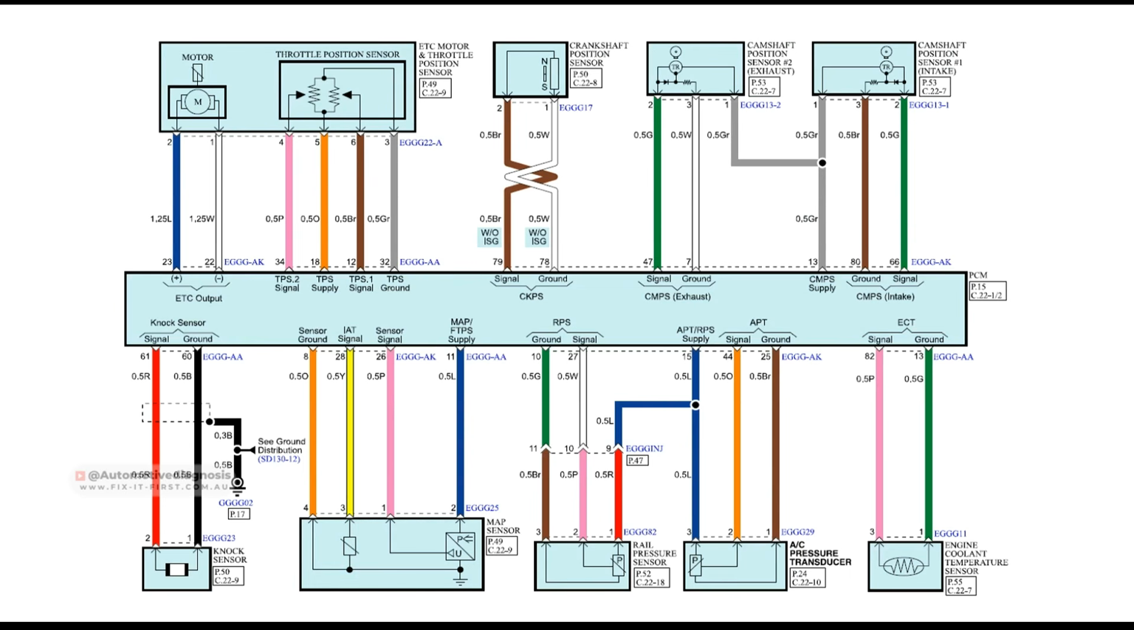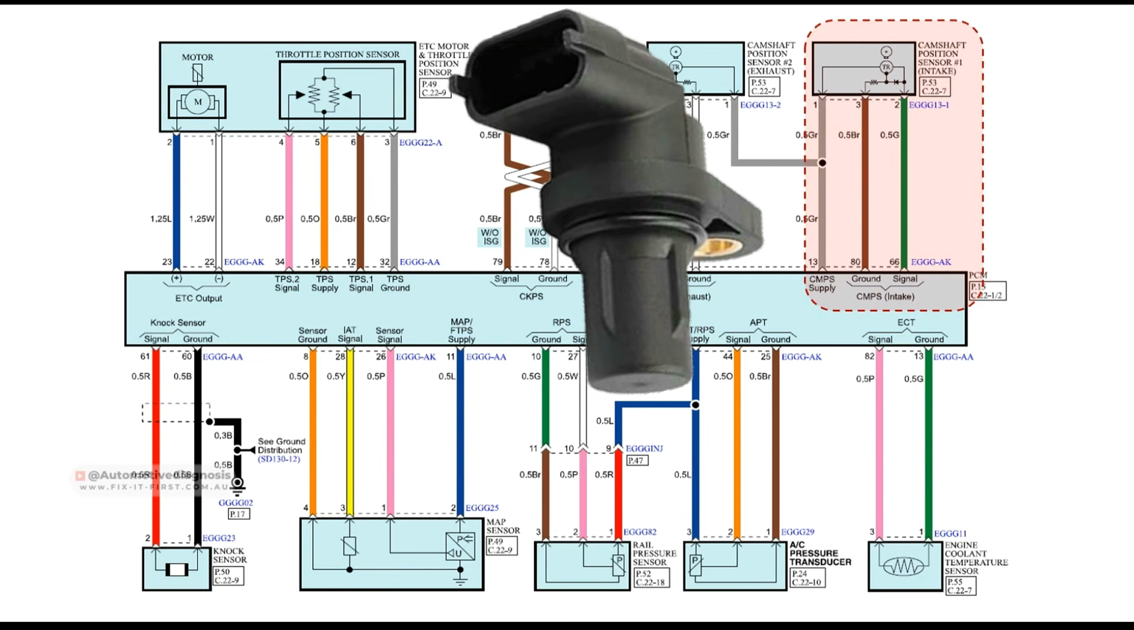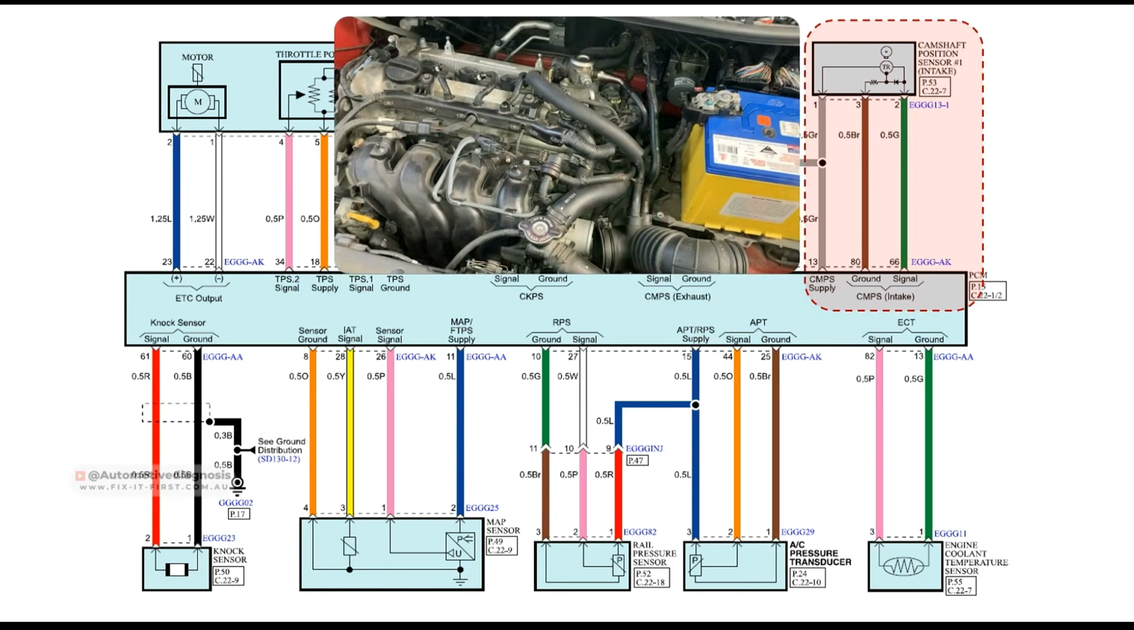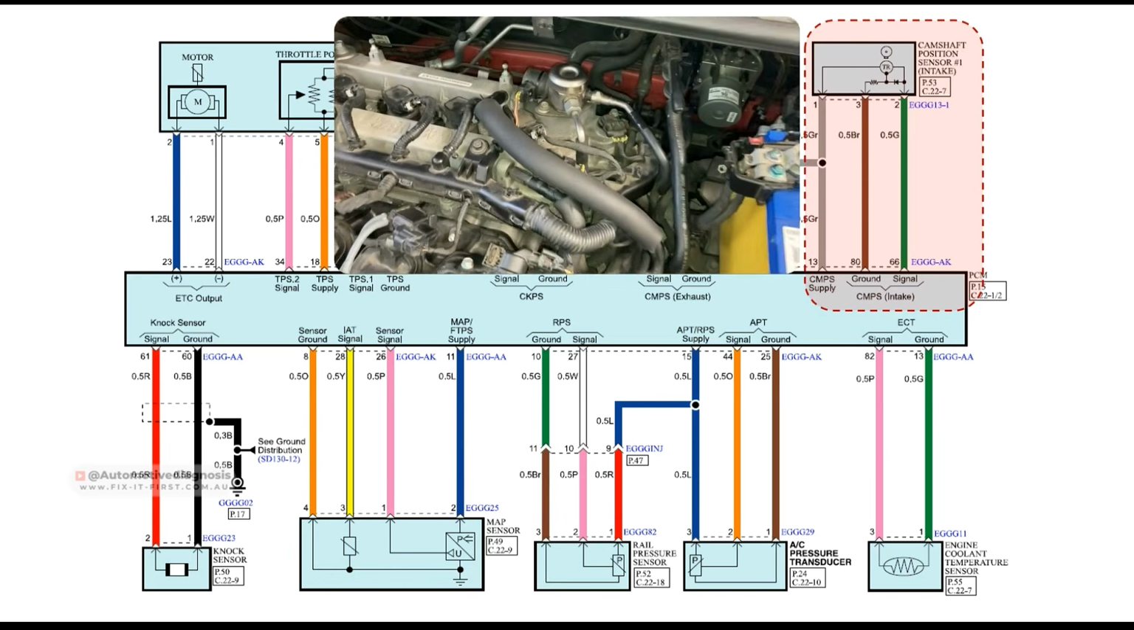We are on the second page of the wiring diagram on this car, and of course some more sensors and actuators. Let's start with the camshaft position sensor. Camshaft position sensor is normally responsible to detect the position of the camshaft, or helping the ECM to detect the engine timing. So this sensor that we are looking at right now is the intake camshaft position sensor, which is mounted right here on the engine.